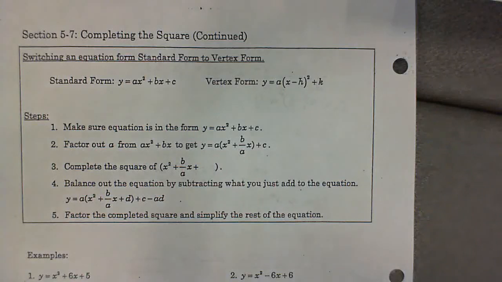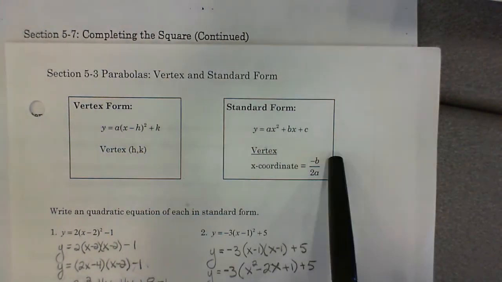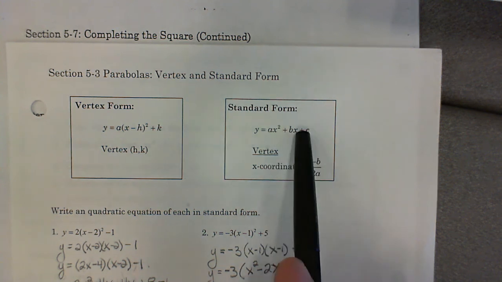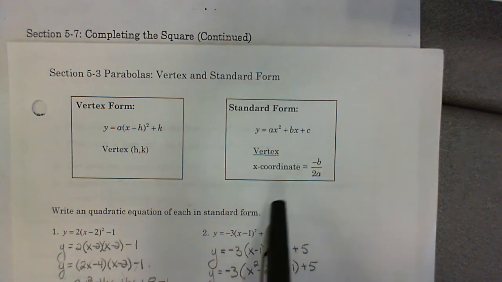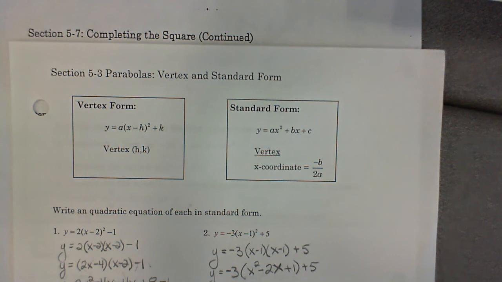Alright, in this video we're going to look at performing a task that we had done back in section 5.3, where we switched from standard form to vertex form. Now when we were in section 5.3 we had covered vertex form and standard form, and we said that if we had an equation in standard form, we could find the vertex by finding the x-coordinate by doing opposite of b over 2a, and then finding the y-coordinate by plugging back in for the vertex.